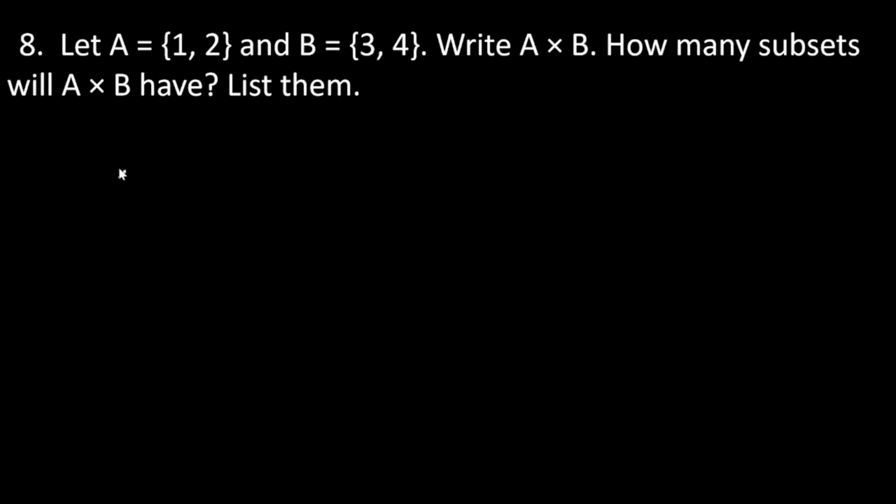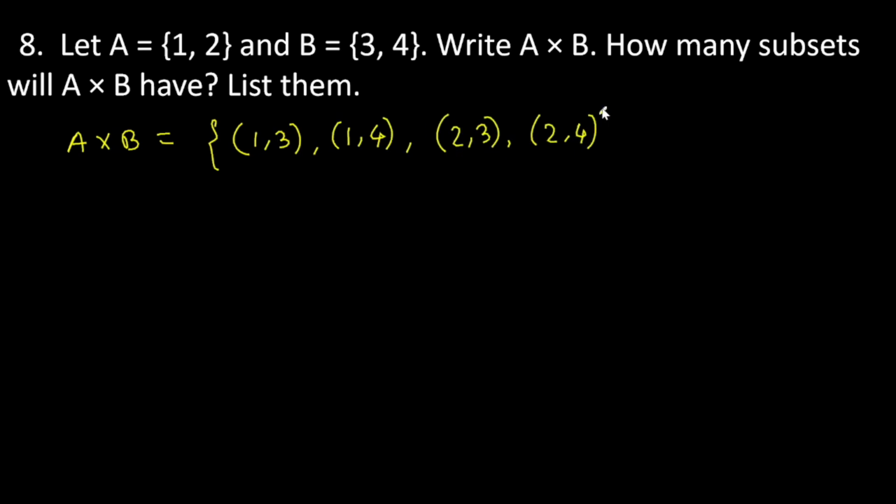Okay. So the set A cross B. First find out the set A cross B. Define A cross B: 1, 3, 1, 4, then 2, 3 and 2, 4. These are the elements of A cross B. Now subsets of A cross B equals to.